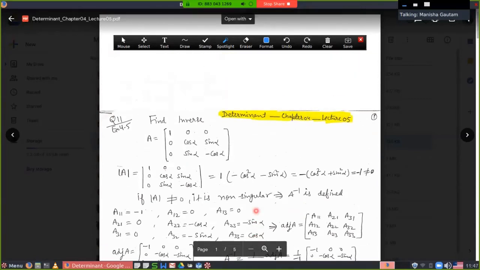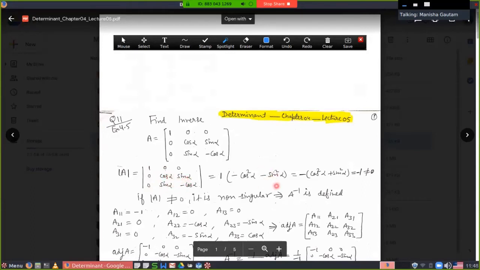First of all, I have to calculate the determinant of this matrix. Write down the given matrix in the form of a determinant and expand this 3 by 3 determinant. Take 1 as the element here. Delete its row and its column. Both row and column are deleted, and you will get the 2 by 2 determinant of cos alpha, sine alpha, minus sine alpha, cos alpha. Cross multiplication takes place: minus cos square alpha minus sine square alpha.